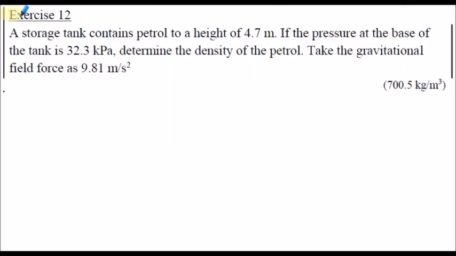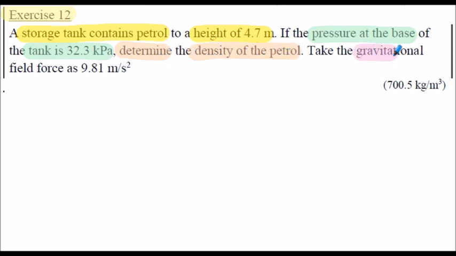Exercise 12. A storage tank contains petrol to a height of 4.7 meters. If the pressure at the base of the tank is 32.3 kilopascals, we're asked to determine the density of the petrol, again assuming gravitational acceleration is 9.81 meters per second squared. Density of the petrol shown in the bracket here. I suggest you attempt exercise 12, but I'll show the full solution on the following slide.